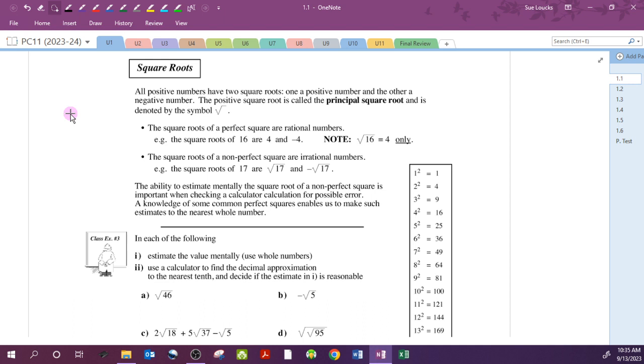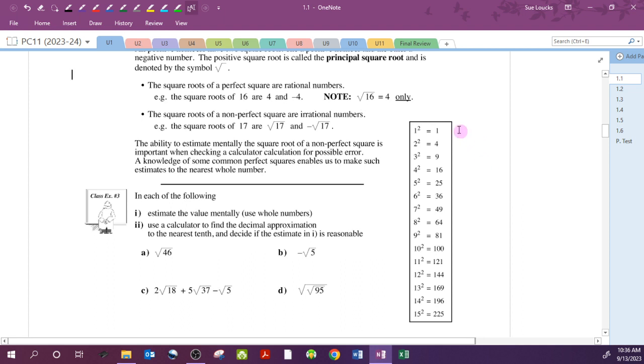So for example, the square root of 17. There's the positive root of 17 and the negative root of 17. Okay, and being able to do this using mental math is important. And so you should have all of these numbers over here on this table memorized, and we're going to work through some examples really quickly.